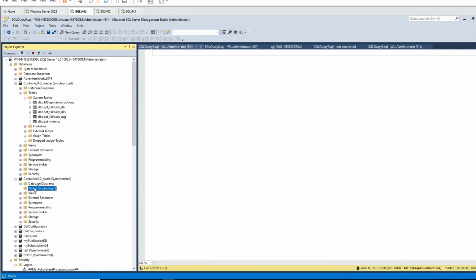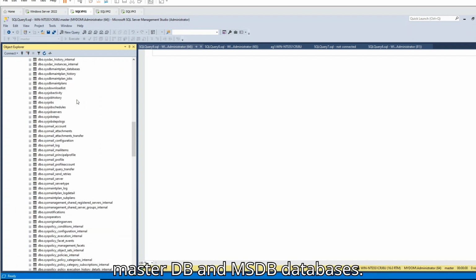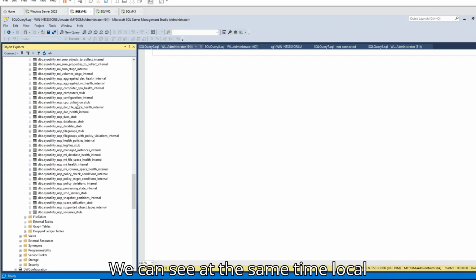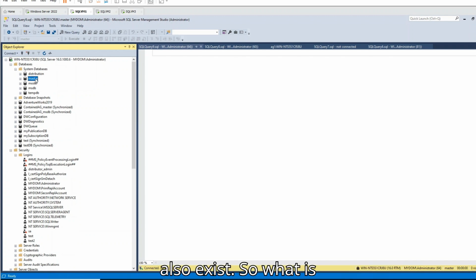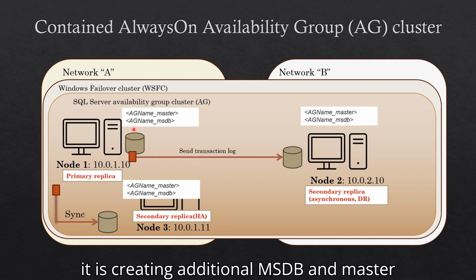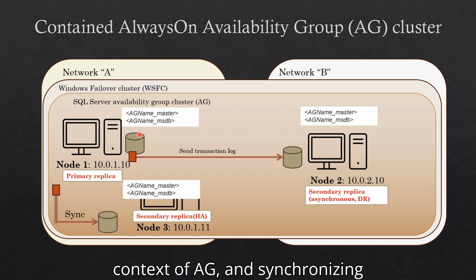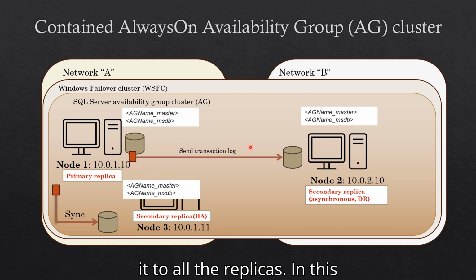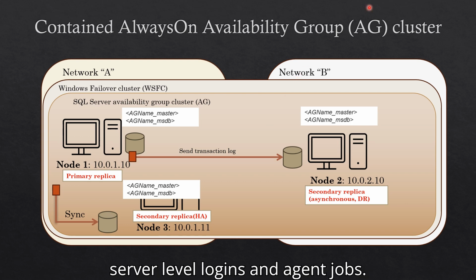Okay, so here you can see tables in this master DB and MSDB databases. We can see at the same time the local instance level MSDB and master databases also exist. So what Contained AG is doing is creating additional MSDB and master databases within the context of AG, and synchronizing them to all the replicas. In this way, Contained AG is synchronizing server-level logins and agent jobs.